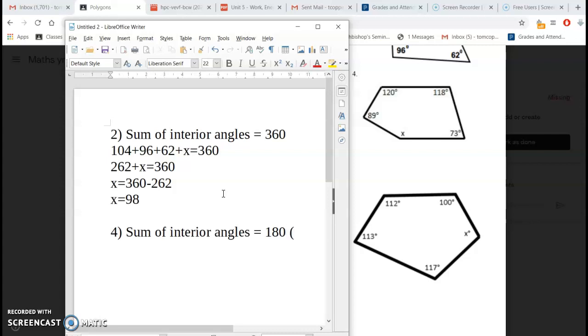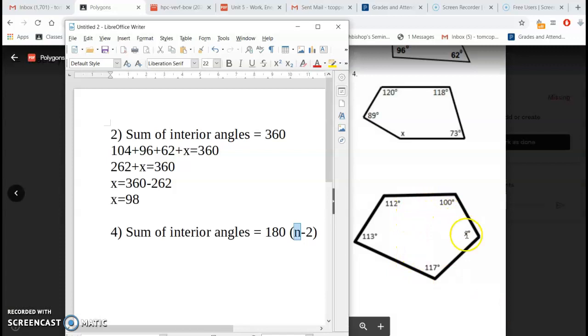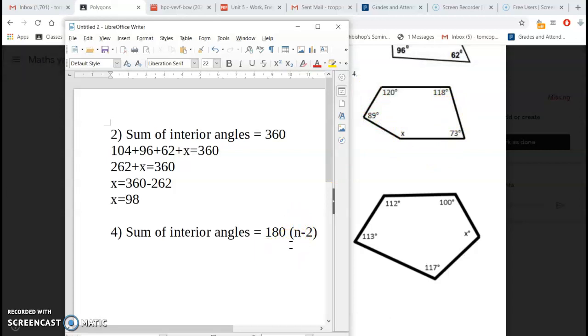180 in brackets n minus 2. So we're saying that the sum of the interior angles is equal to 180 open brackets n minus 2 close brackets. So we're saying that 180 is timesing by n minus 2 because it is in brackets. Now what is n? N, it's quite easy. N is the number of sides of the shape. So you have 1, 2, 3, 4, 5.